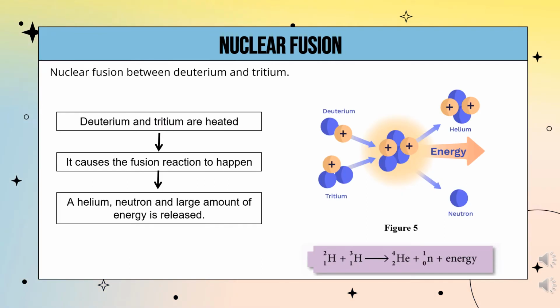This is an example of nuclear fusion involving deuterium and tritium. The deuterium and tritium are heated to cause the fusion reaction to happen and produce a heavy nucleus, which is a helium, a neutron and energy. This nuclear reaction can also be written in the form of an equation as shown below.